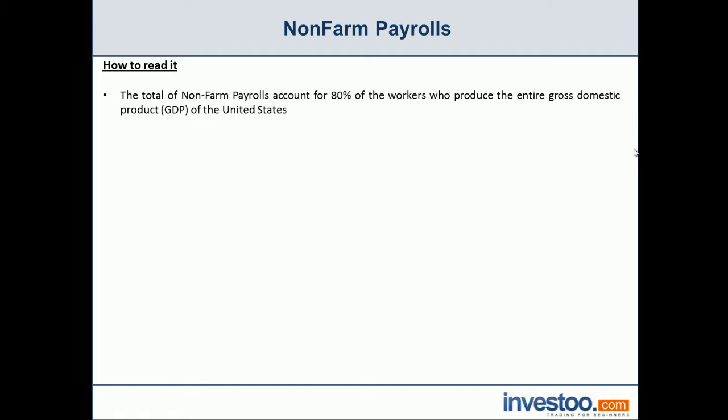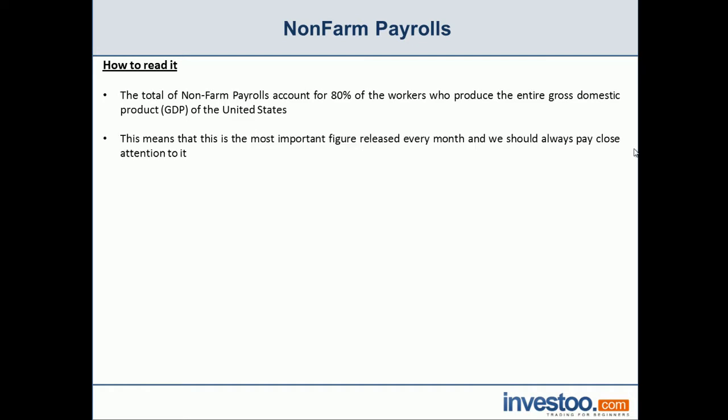Now, let's talk about how to read it, okay? The total of non-farm payrolls accounts for 80% of the workers who produce the entire gross domestic product of the United States, okay? And this means that this is the most important figure released every month, and we should always pay close attention to it, okay? Just imagine that the NFPs account for 80% of the workers who produce the entire GDP of the US. Now, this is massive, so this is why we are talking about the NFPs first, and then we are descaling to less important news.